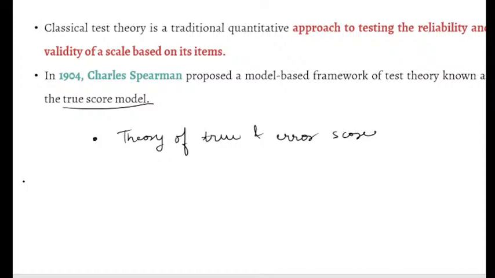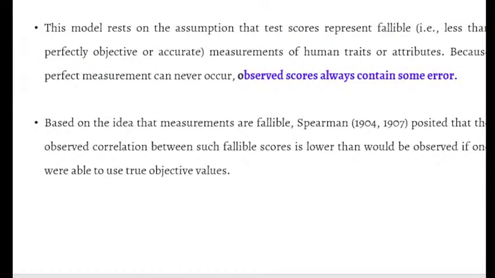Now, if we look at a particular individual, we are not all perfect, right? Whenever we are doing any kind of test, for example, if you are giving an exam, we are fallible, right? We make mistakes. So whenever we undergo any kind of measurement, even of a human trait or an attribute, there can be some error in the observed score that we have.